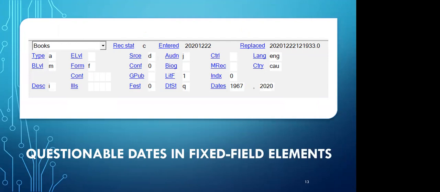The original print book was published in 1967, and I knew that the Mattoon Public Library had received the book before 2020, so that is how I selected the 2 dates.